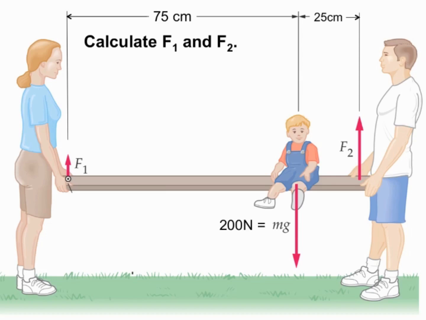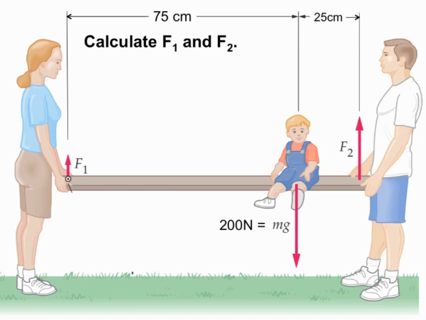Let's look at this example. We have a mother and father holding their toddler on a 1 meter plank, and the toddler weighs 200 newtons, and we can see that the little boy is closer to daddy and a little bit farther away from mommy. But this whole system is in static equilibrium. Everyone's just standing still. There's no motion going on. So we're asked to calculate F1 and F2.